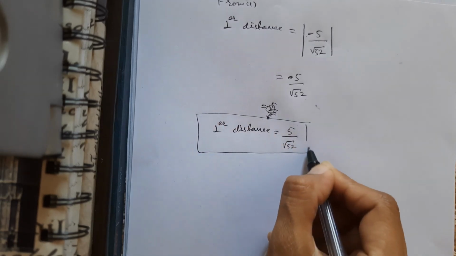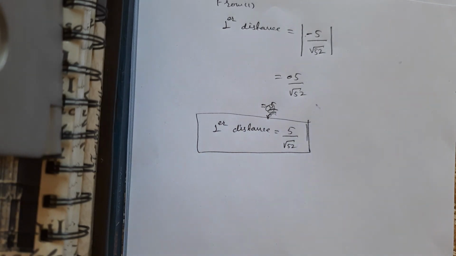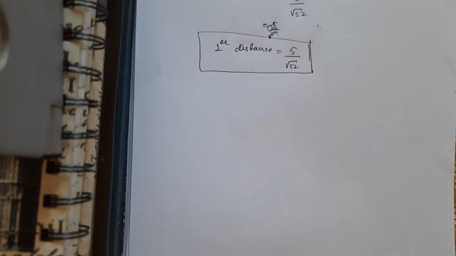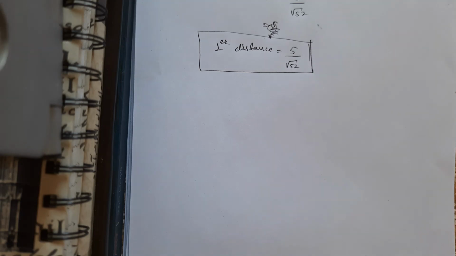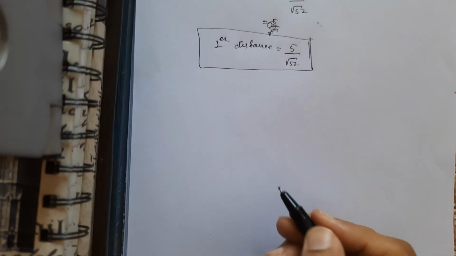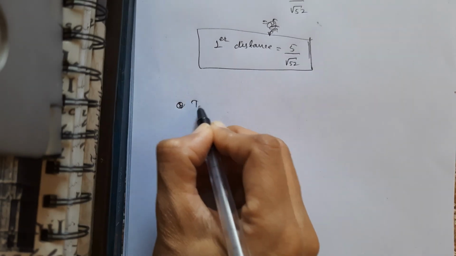All right, so that's all. That's how we find the perpendicular distance from a point to a line. So just to try out a few examples, I want you to solve this example and then we will move to the next topic.